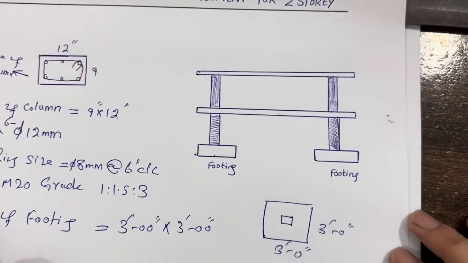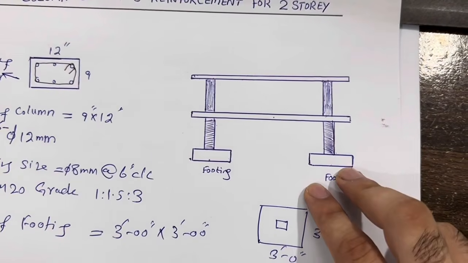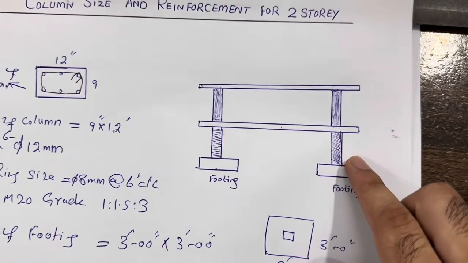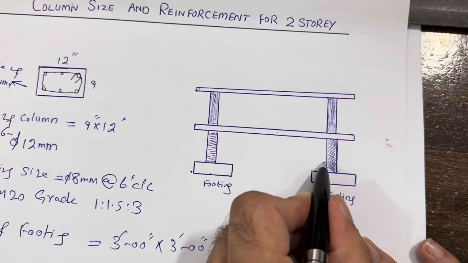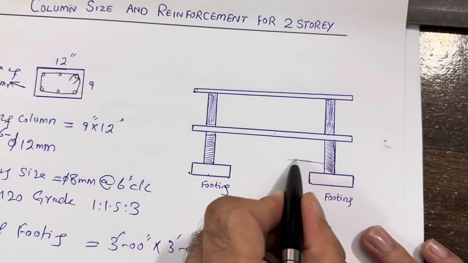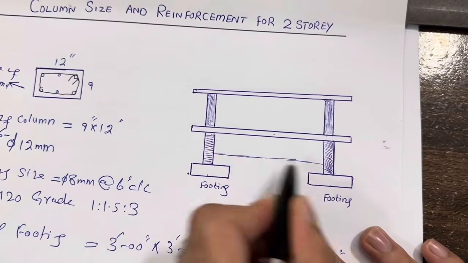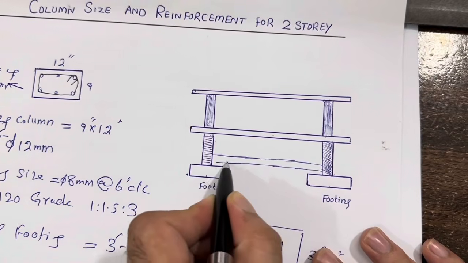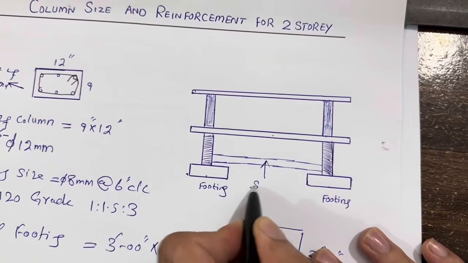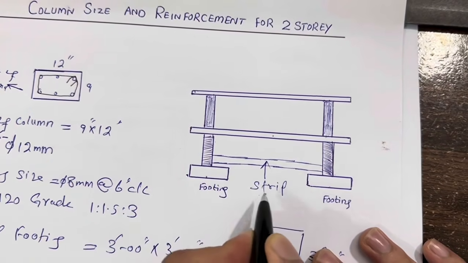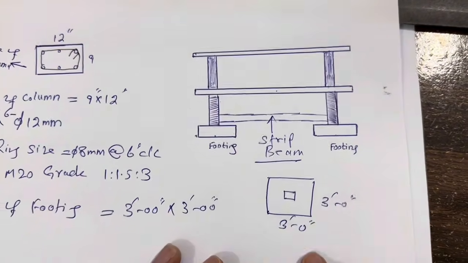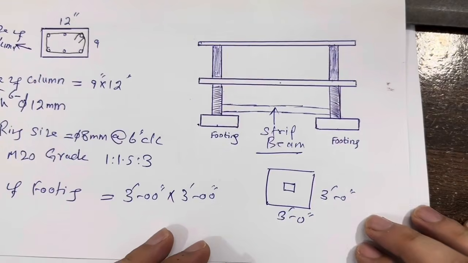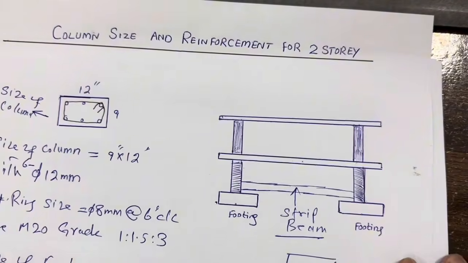But remember one more thing guys, on the top of these footings we should provide a beam. So the beam should connect the footings with each other like this, which is called a strip beam. This is very important. The size is 3 by 3 feet, but this is the minimum, not the maximum size, as I discussed before.